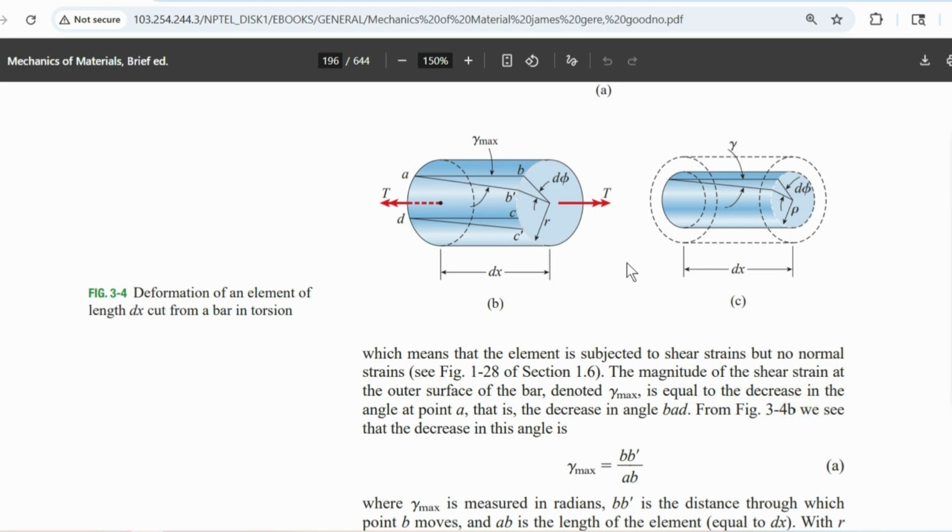And from this figure, 3.4b, we see that the decrease in this angle is this angle. So whatever this angle forms, this angle gets decreased because this used to be 90. Now it's 90 minus this angle, and so that decrease is that. So that's that, and I'm going to do this from radians times radius is equal to arc length.